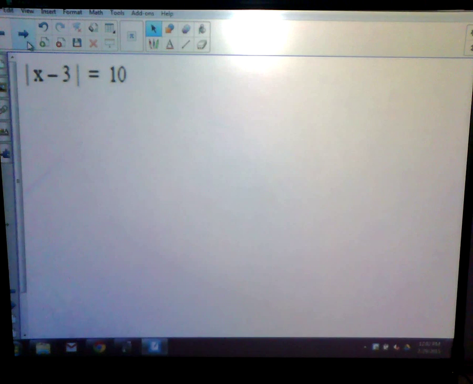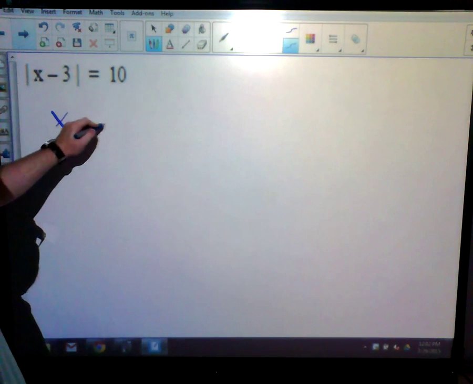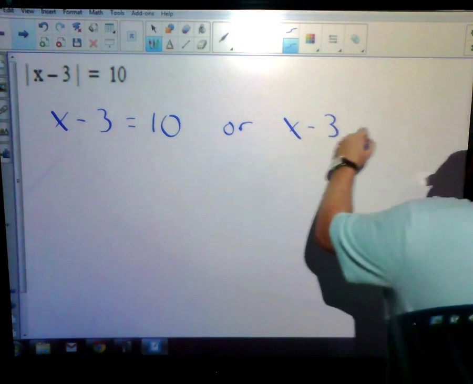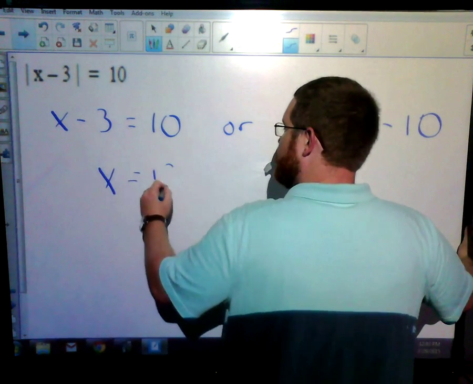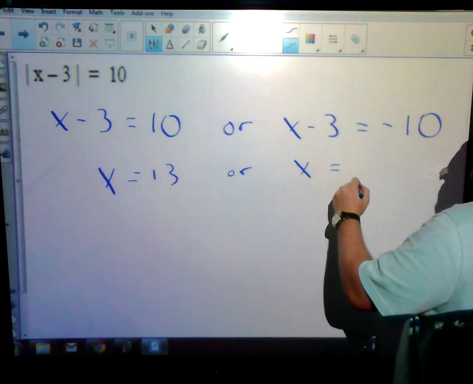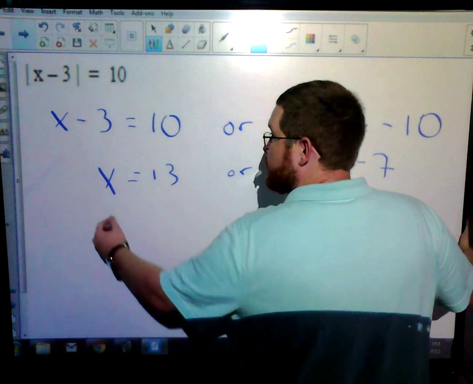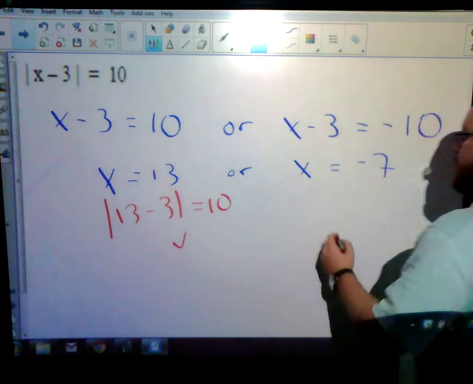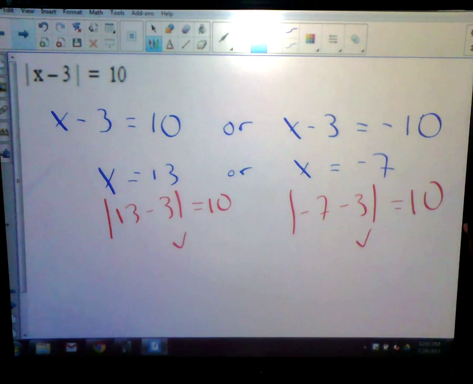So let's try this one. Real easy. The bars are by themselves, so I just split it into two problems. X minus 3 equals 10, or x minus 3 equals negative 10. So that means x equals 13, or x equals negative 7. Let's check it. Is the absolute value of 13 minus 3 equal to 10? Yep. Is the absolute value of negative 7 minus 3 equal to 10? Yep. They both work. That was a really easy one.